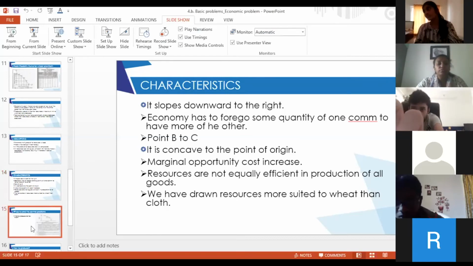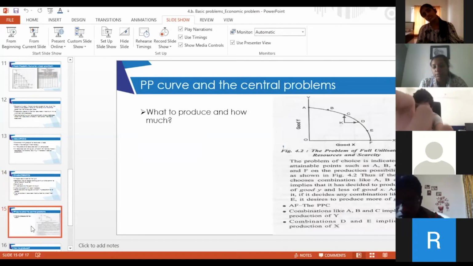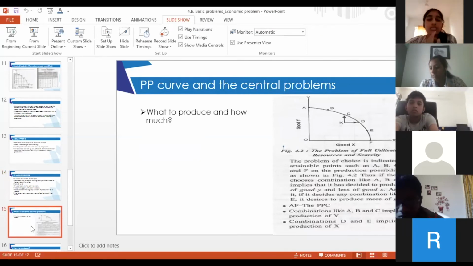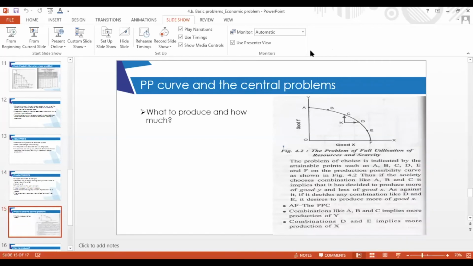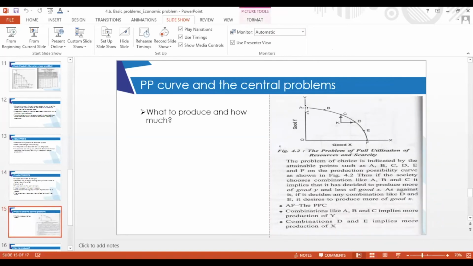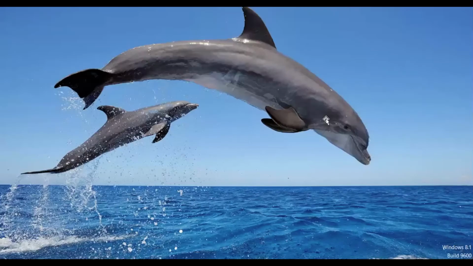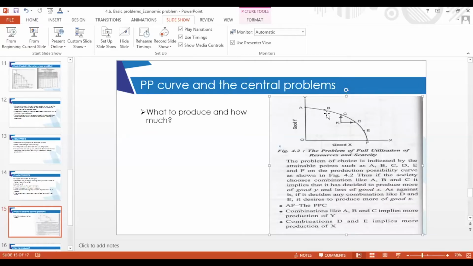Now we'll start with how these central problems can be tackled with the help of a production possibility curve. So what is the first economic problem that we have? What to produce and how much to produce. I've already told you about this production possibility curve. The points A, B, C, D, E, F are your maximum efficiency points, right? And each point tells you the combination of cloth and wheat that you can produce.